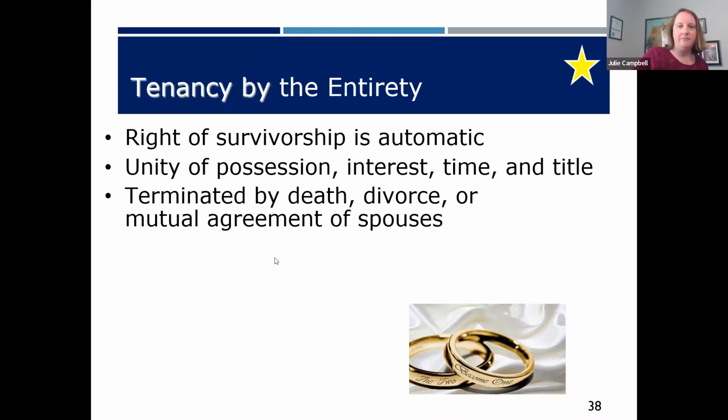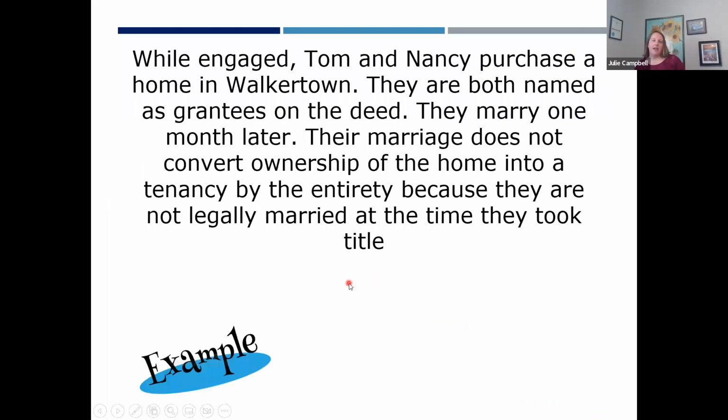So speaking of, while engaged, are you married when you're engaged? No, you're either married or you're not. So while engaged, Tom and Nancy purchased a home in Walkertown. They're both named as grantees on the deed. Obviously, they had to buy as joint tenants or tenants in common. 1 month later, they get married. Their marriage does not convert the ownership into a tenancy by the entirety because they were not married at the time that they took title. How do you create a tenancy by the entirety? You got to be married at the time you take title.